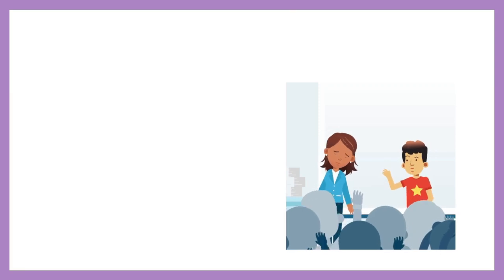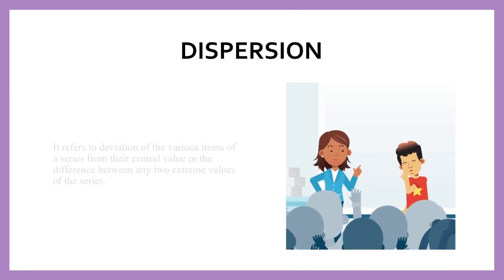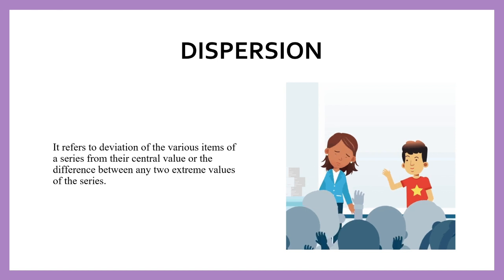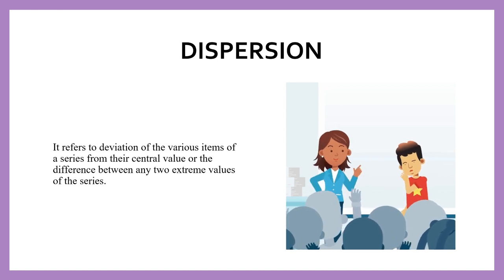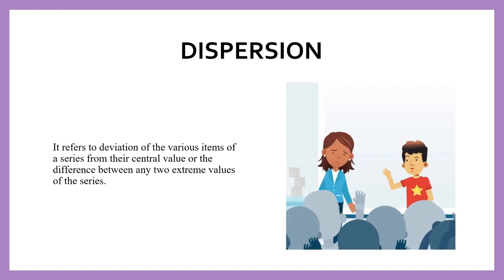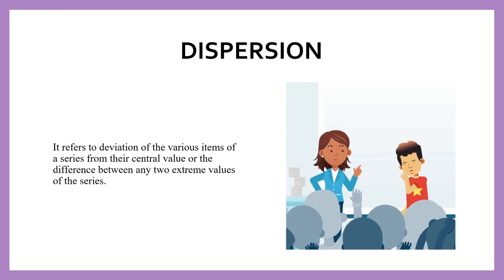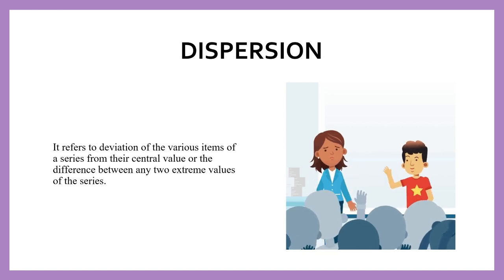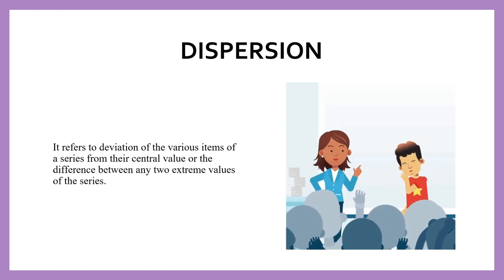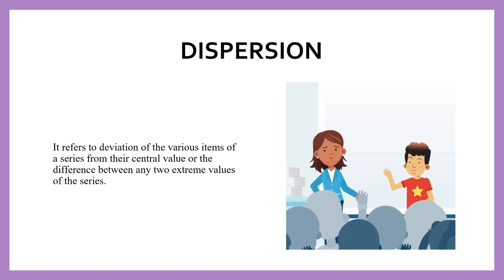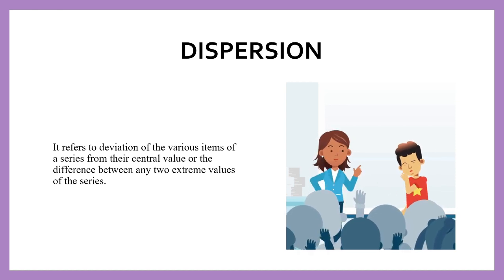Hello learners, in this lecture we will study the measures of dispersion. The phrase measure of dispersion means the various possible methods of measuring the dispersions or deviations of the different values from a designated value of a series, which may be average or any other extreme value.